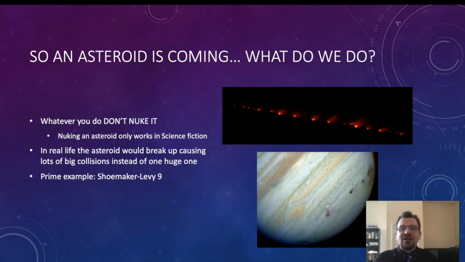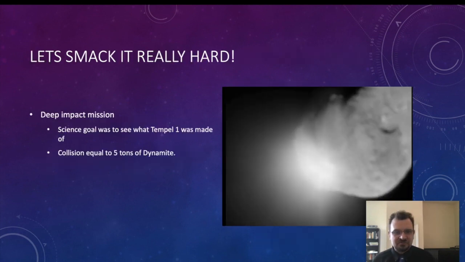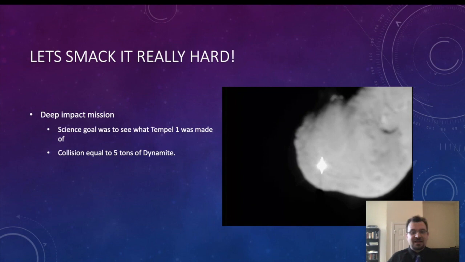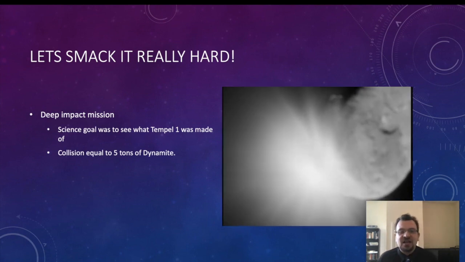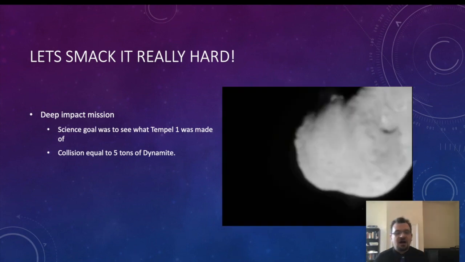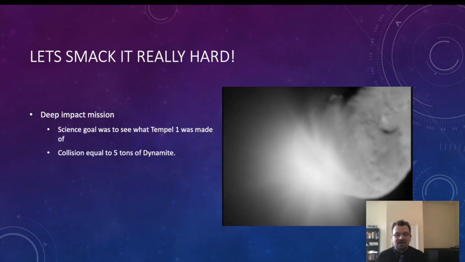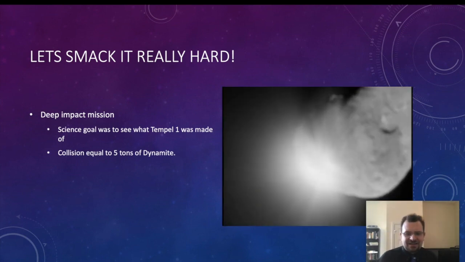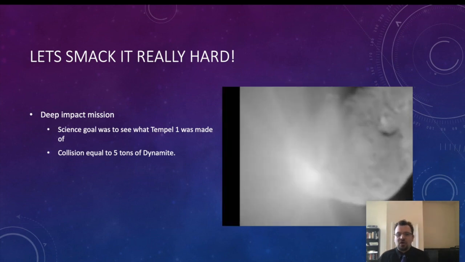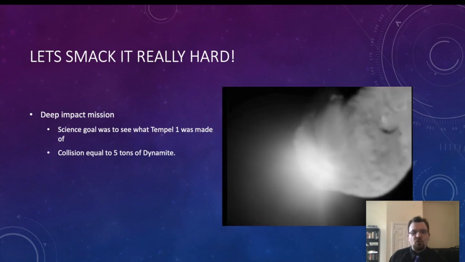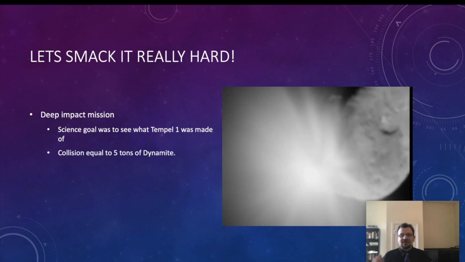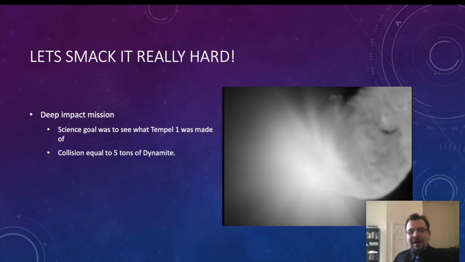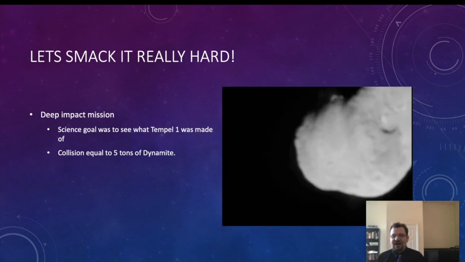But we have other tools at our disposal. We could smack it really hard, and we have experience at doing this. So this is an animation of Deep Impact, and it was to see what the comet Tempel 1 was made out of. So we collided something into it and took pictures of that collision, and it was about equivalent to 5 tons of dynamite.